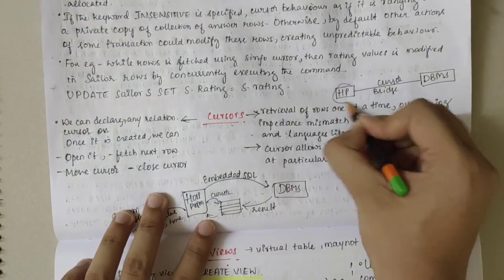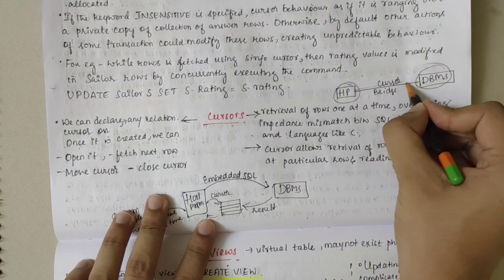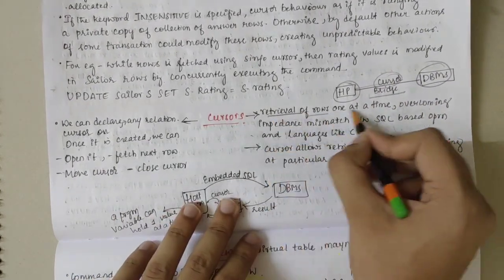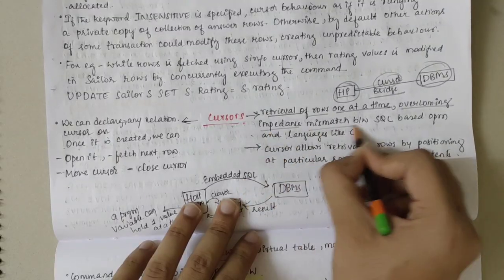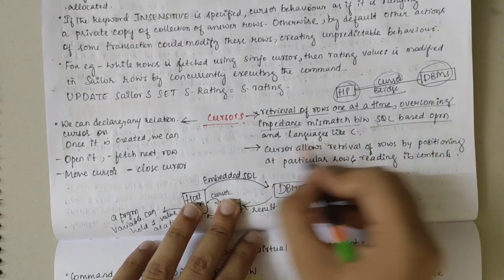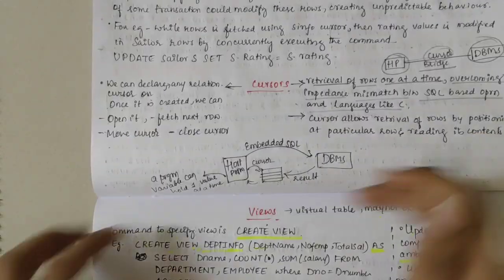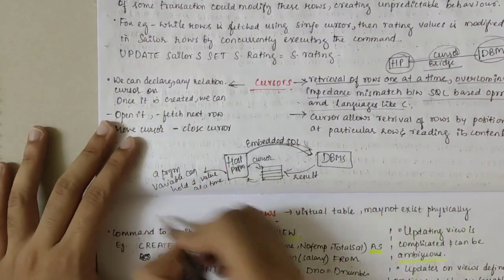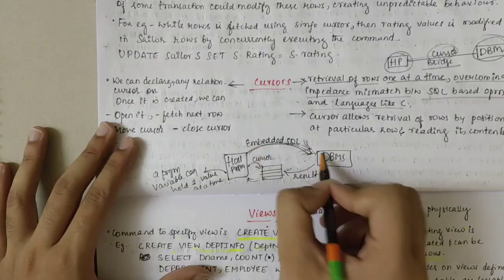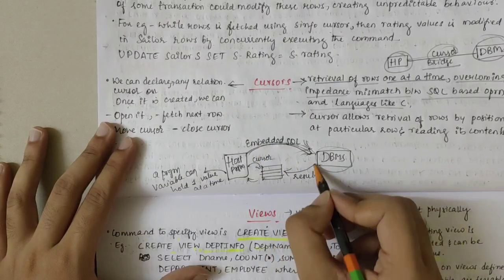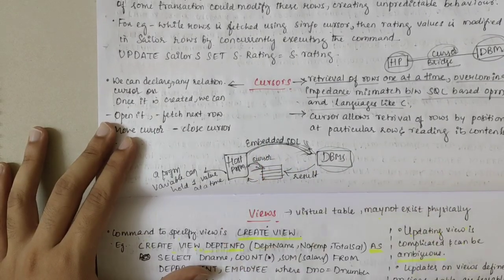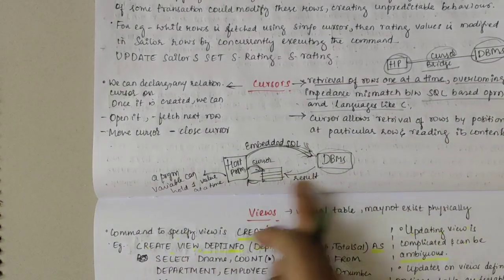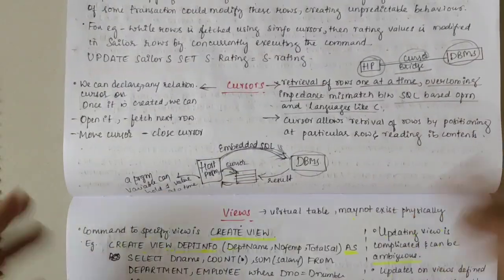So we have a host program and then we have the DBMS. To connect them, a cursor acts as a bridge. It allows retrieval of rows one at a time, overcoming the impedance mismatch between SQL based operations and a language like C. So here we have the host and then embedded SQL. You write a program, the SQL is embedded, then from the DBMS the data is fetched. From the cursor you fetch rows one by one and then get the output. That's the stepwise execution.